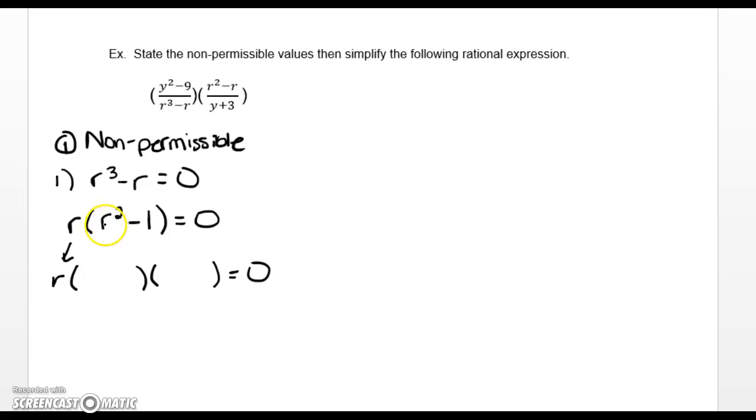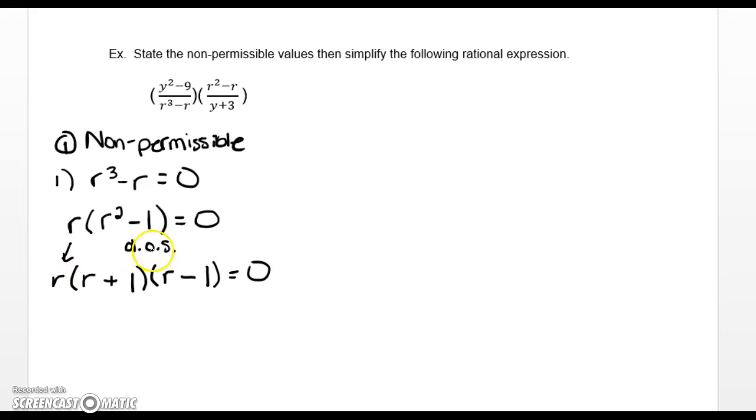When you're doing a difference of squares, you square root your first term. So the square root of r squared is r, and that goes on the left side inside the brackets. Then you square root the second term, so the square root of 1 is just 1. And then one gets a plus sign, one gets a minus sign. So that was your difference of squares method.